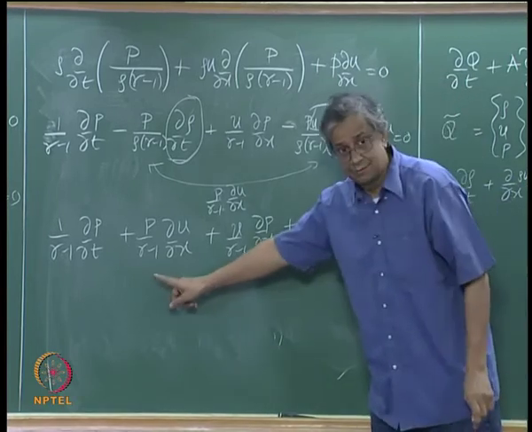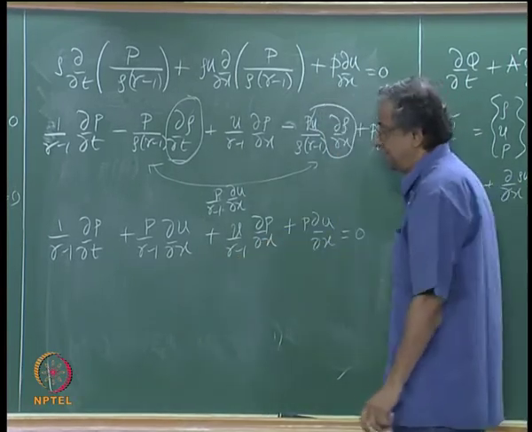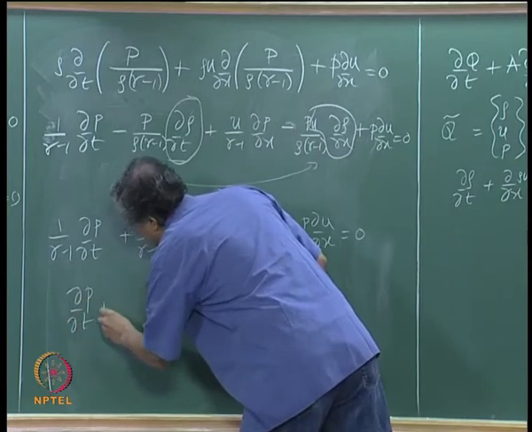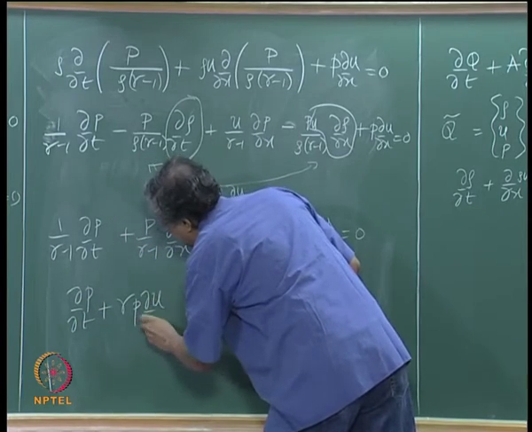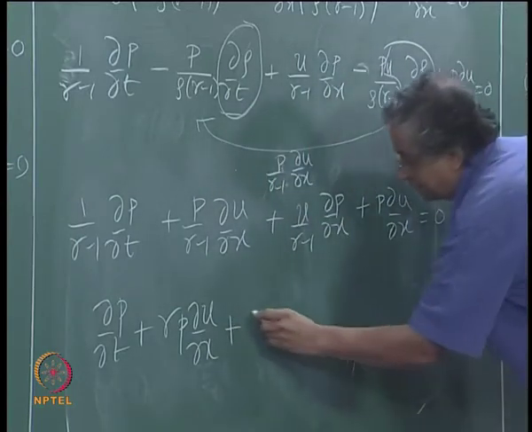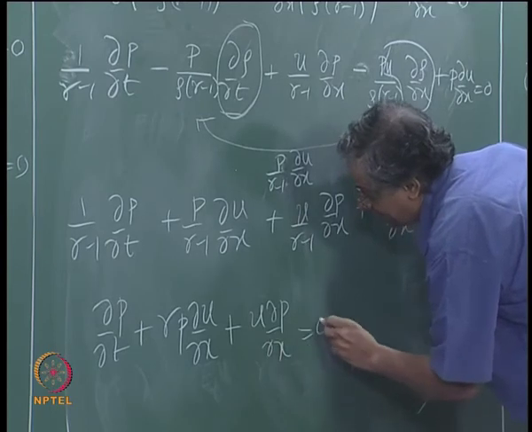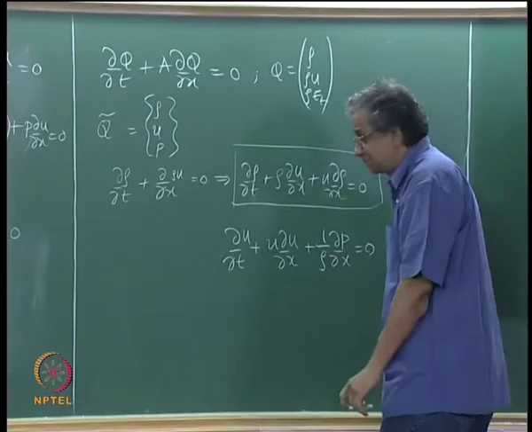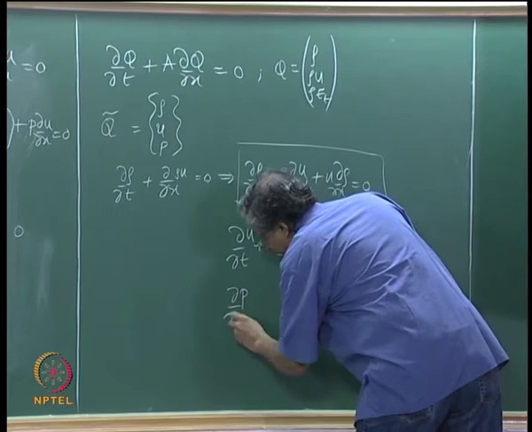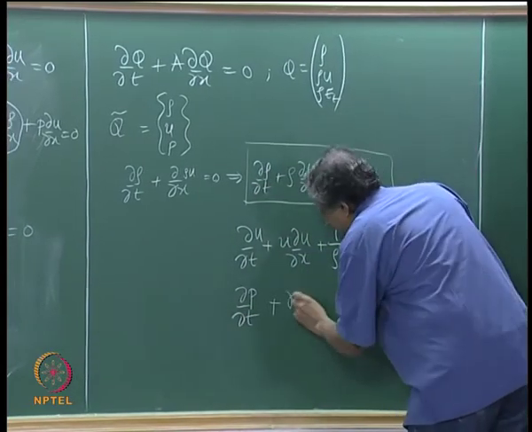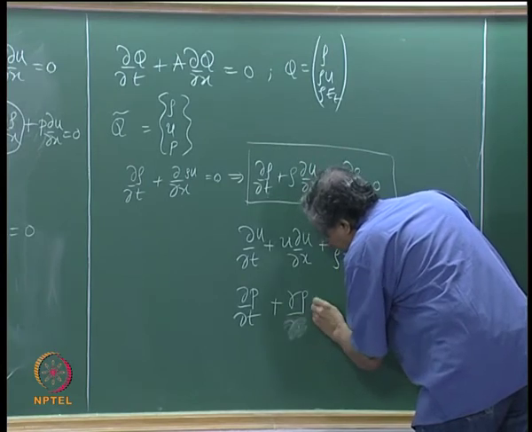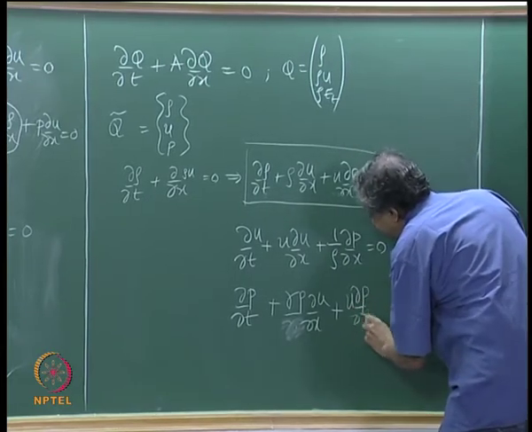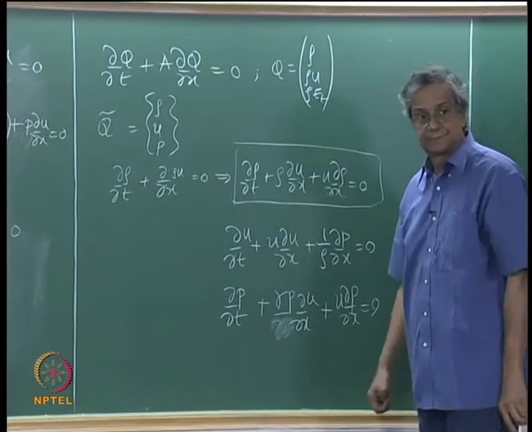So if I add this to that, I will get a gamma divided by gamma minus 1, okay. So I will multiply through by gamma minus 1, now I will skip the step, right. So I get ∂p/∂t plus gamma p ∂u/∂x plus u ∂p/∂x equals 0, is that fine everyone? Well, we will find out, if I made a mistake we are going to find out. ∂p/∂t plus gamma p ∂u/∂x plus u ∂p/∂x equals 0. How is that?